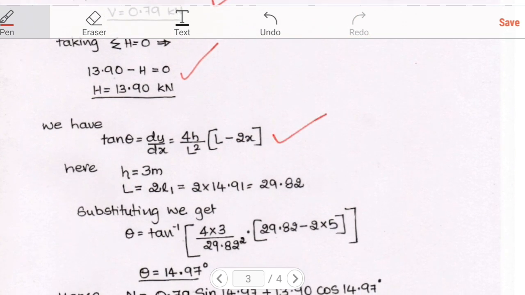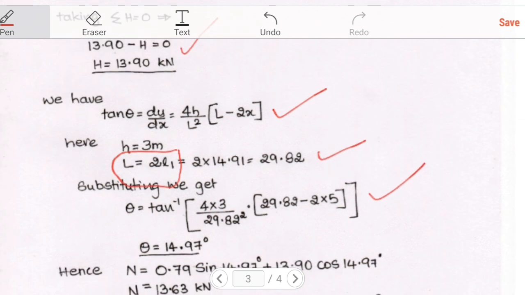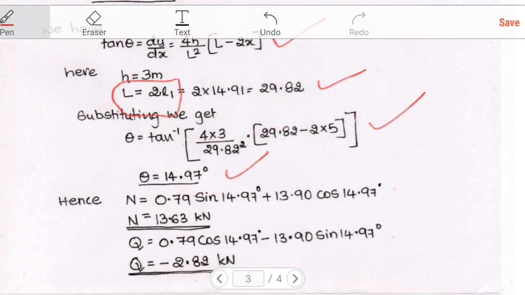Next, in order to find theta, the formula is this one. Here, as I mentioned in the previous part, the span L you need to consider is 2 times L1, because you are calculating normal thrust and radial shear in the smaller arch. Hence, the span becomes 29.82. This is the important point you need to know. Hence, we will substitute in the formula theta is equal to tan inverse of 4H by L square. Here L is 29.82, and when you substitute in that way, you will get the answer for theta, from which you can directly substitute in the equations and calculate normal thrust and radial shear for that particular value.